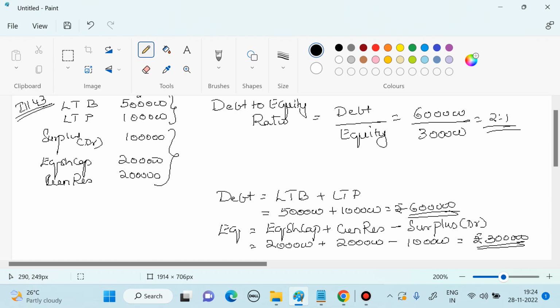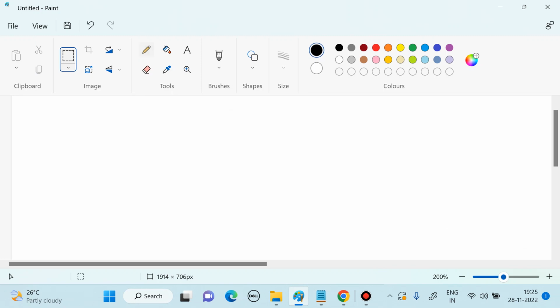So next we will go to 46th illustration. I'll come back to 45th afterwards. We'll do 46th first. Illustration 46. I sent it in the group. Look at that. Calculate debt to equity ratio. There's a lot of information given.